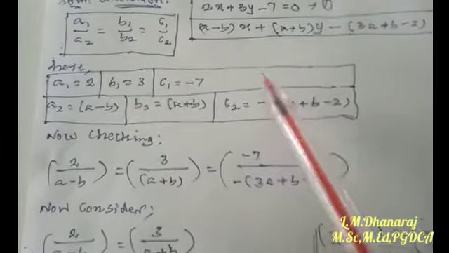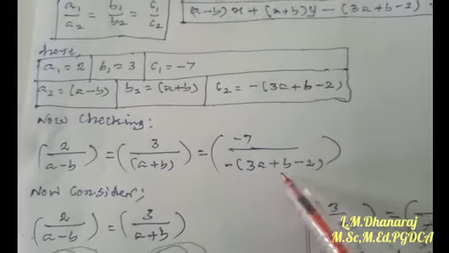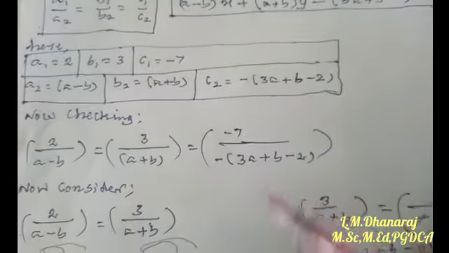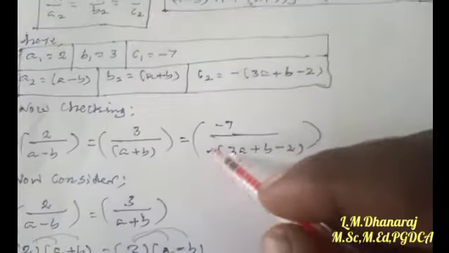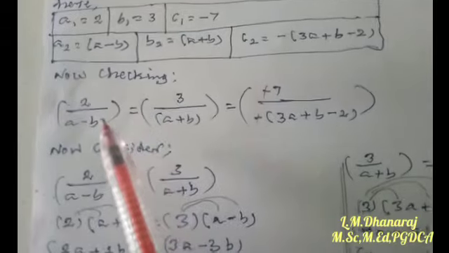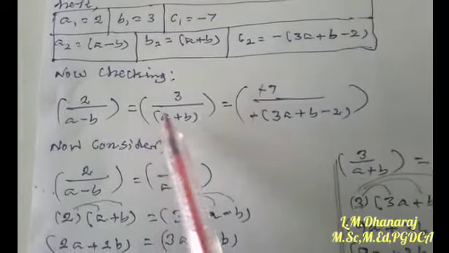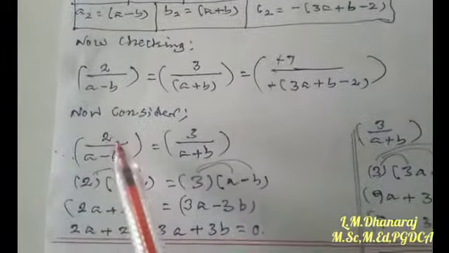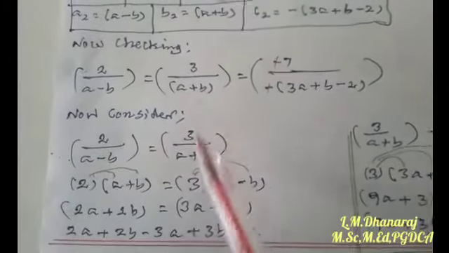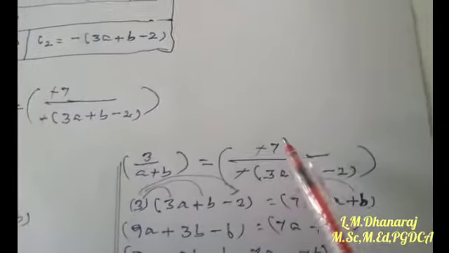So a1/a2, this is 2/(a - b) = 3/(a + b) = -7/-(3a + b - 2). So we can cancel the minus minus. Now we have to equate the fractions. Since these are equal, we equate 2/(a - b) = 3/(a + b). Similarly, we can equate 3/(a + b) = 7/(3a + b - 2).